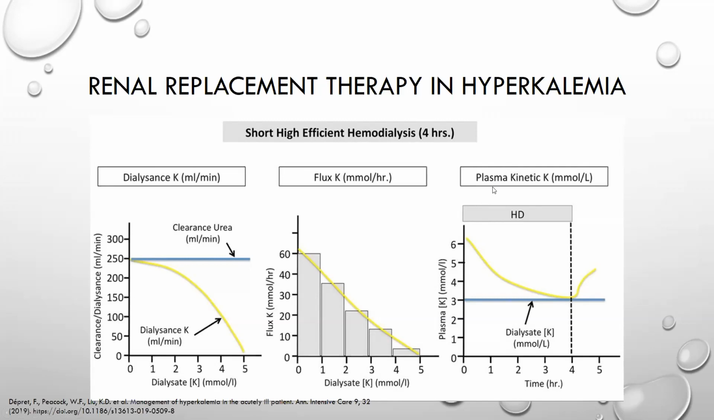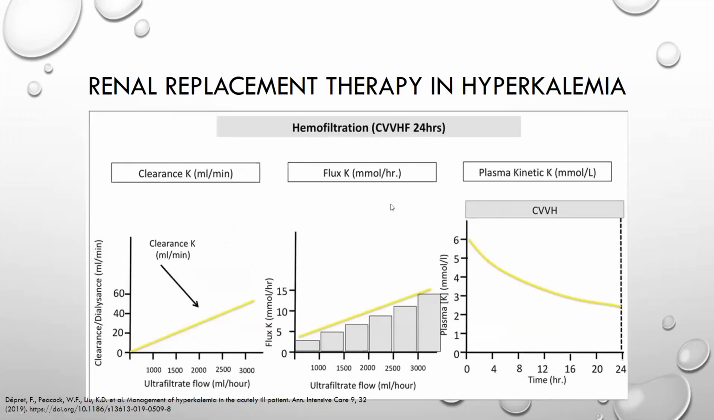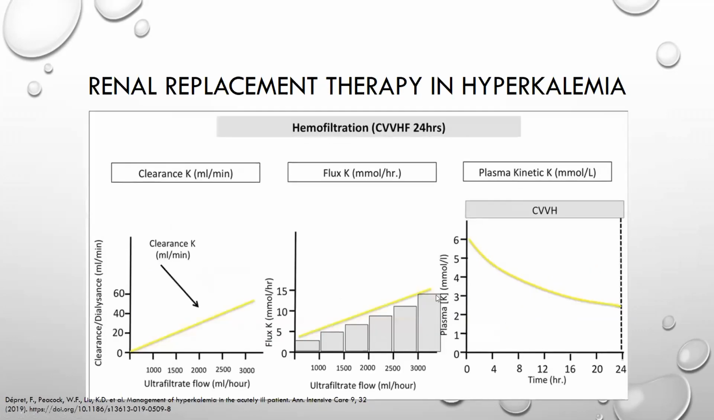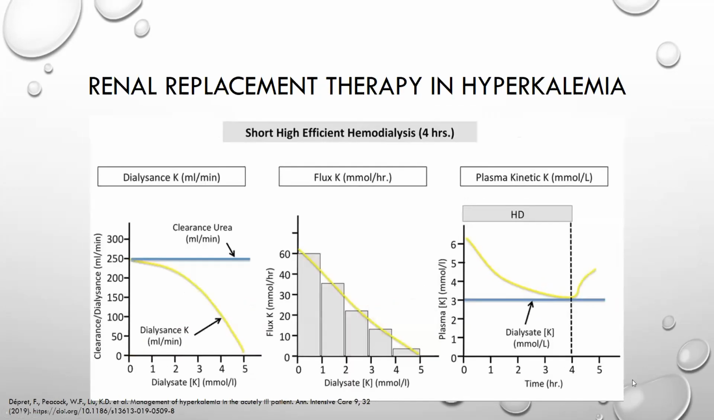And this is what your plasma potassium will do with an IHD session. Now compare this, remember the units here, to, for example, a CVVH that lasts for 24 hours. Milliliters per minute, milliliters per minute. On the x-axis here, 24 hours versus 4 hours.